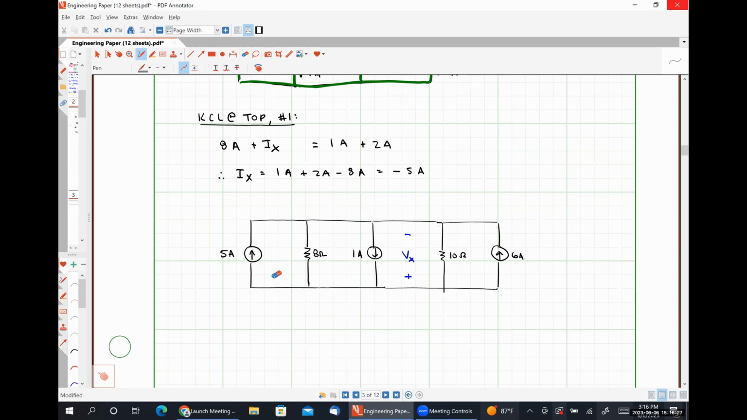Back to the question at hand. We have a single node pair circuit, so we're going to apply Kirchhoff's current law. Are we going to apply KCL at the top node or the bottom node? Top. Okay.